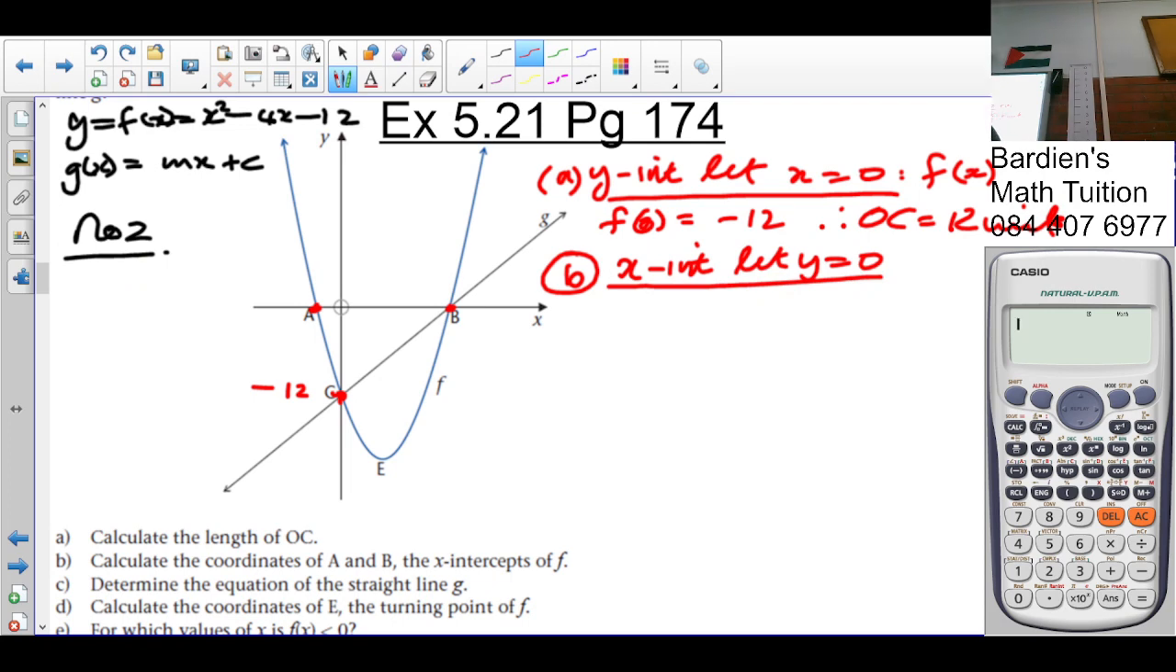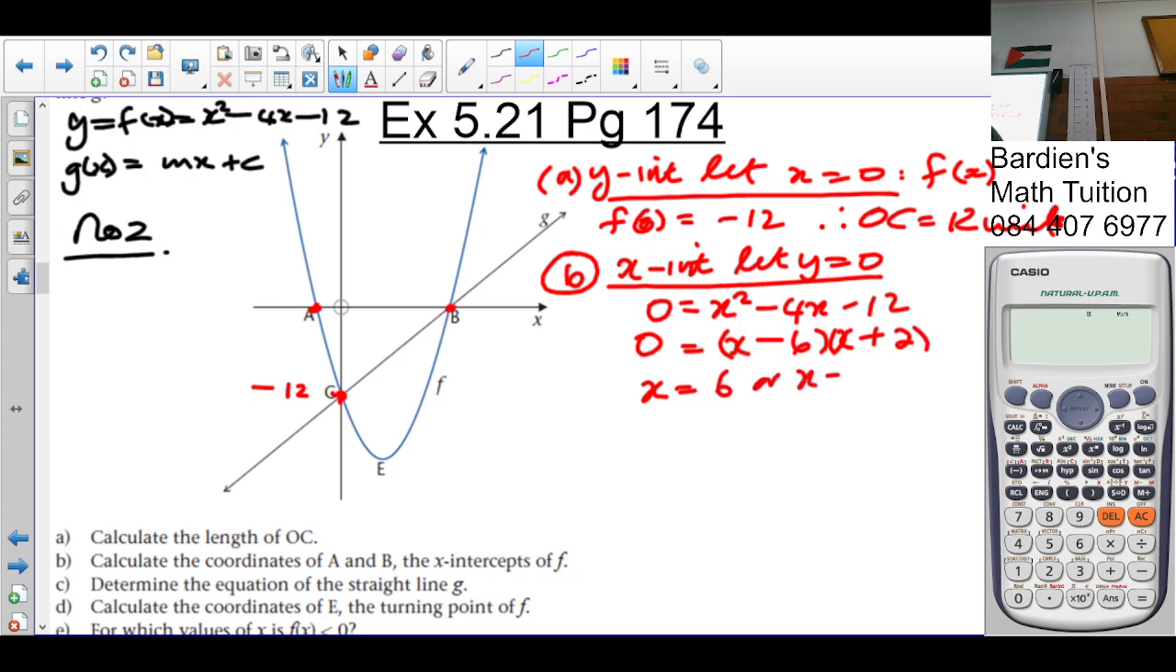So we have 0 equals x squared minus 4x minus 12. Okay, factorize the trinomial, x and x, 6 and 2, minus plus. So x is equal to 6 or x is equal to minus 2. Okay? As you can see, that's the minus 2 and that is the 6. But what's the question? The coordinates. So what's the coordinates of A? Negative 2 and 0. And B is going to be 6 and 0.